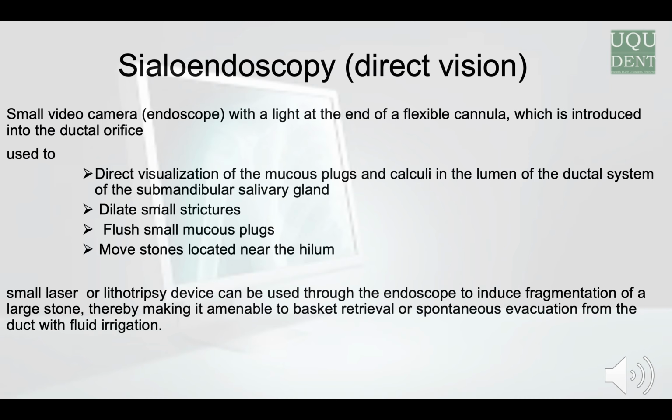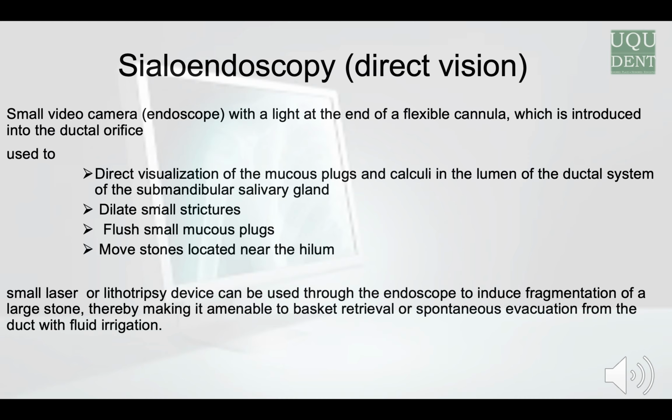We finished the different radiographic modalities that help in the diagnosis. Now we'll talk about the endoscope. Salivary endoscope is called sialendoscopy. Here you use direct vision by using a small video camera with a light at the end of a flexible cannula.